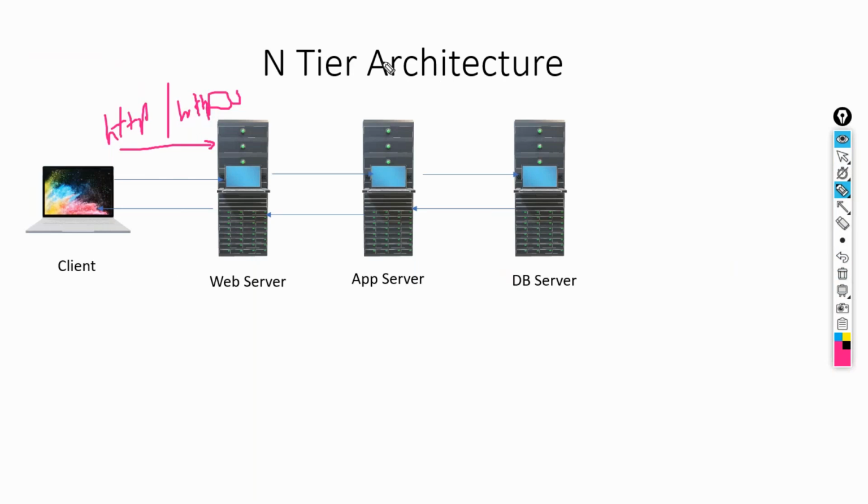Can anyone tell me examples of a web server? Any one example? Apache, Tomcat, JBoss. Yeah, you can say Apache Tomcat, JBoss. JBoss can be an application server also. That's fine. You can say IIS if it is a Microsoft related project. So these are the servers where your application is hosted and taken care of.